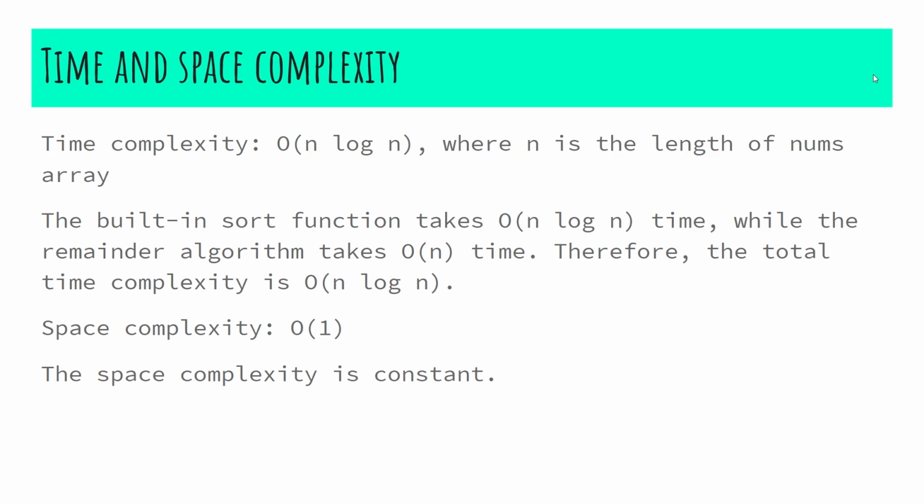If you choose to create a DP array, then it will take a space complexity of order of n.